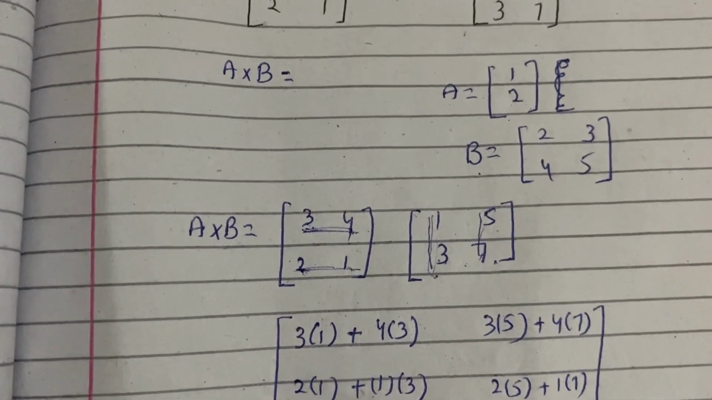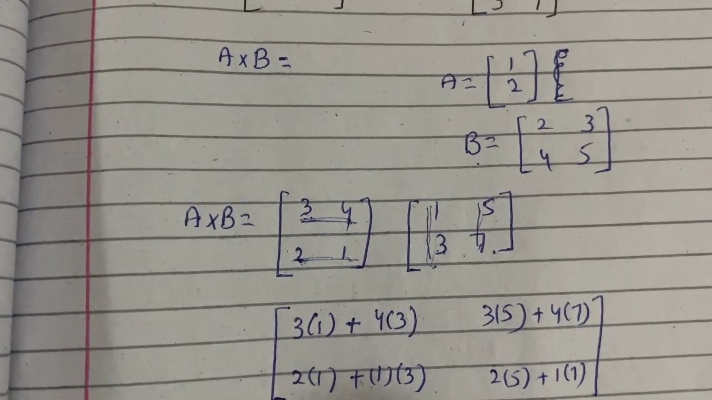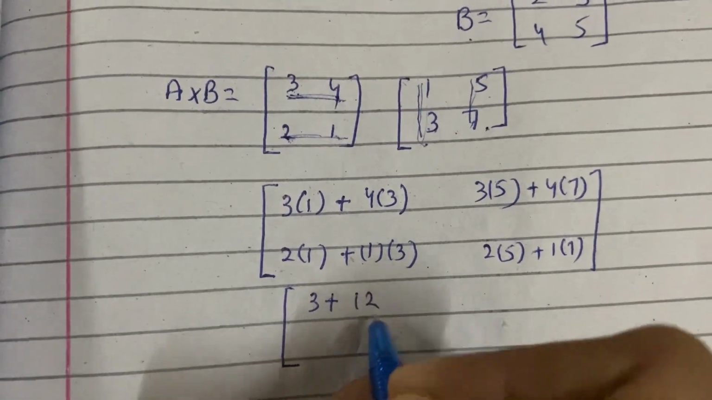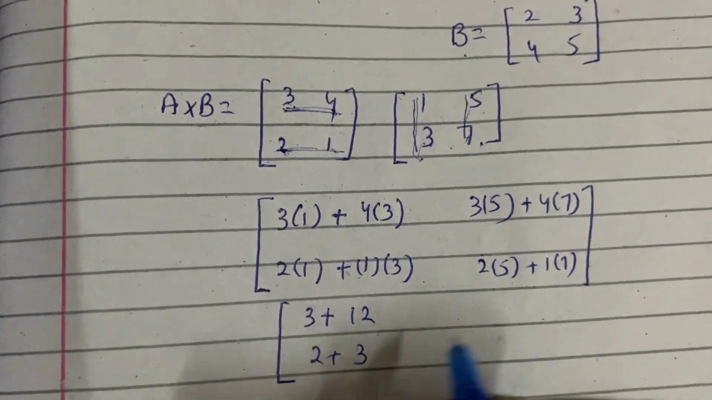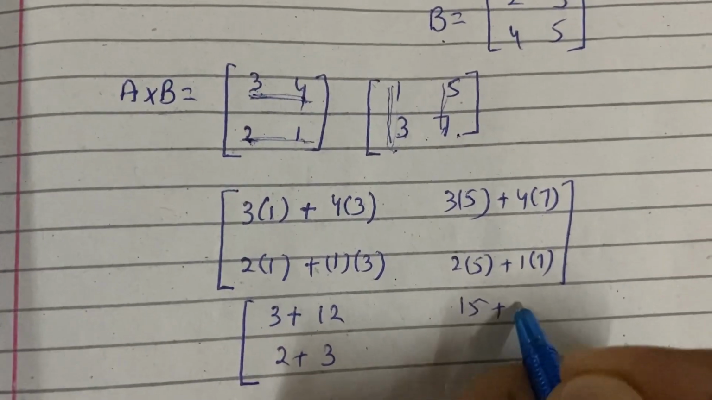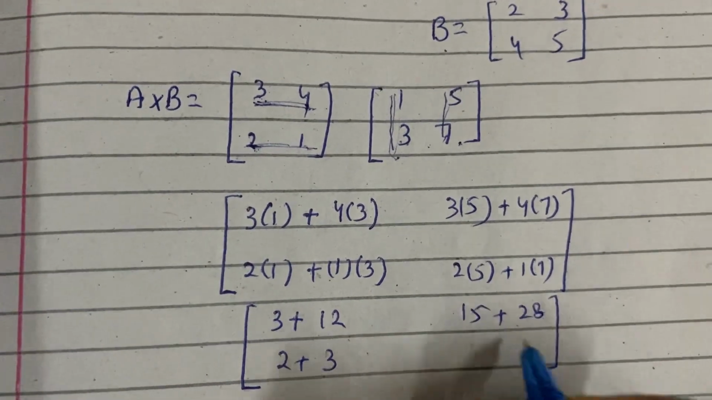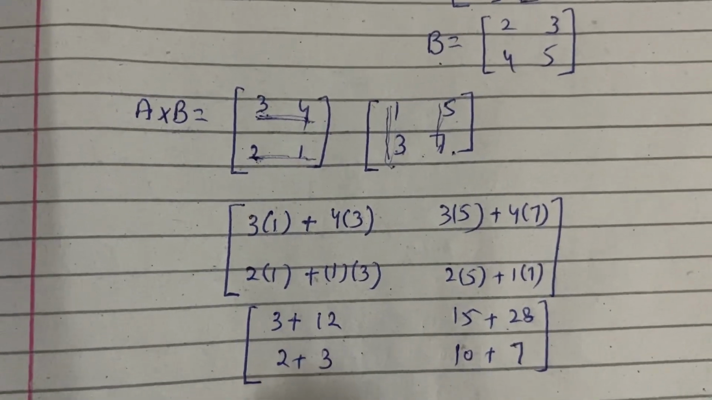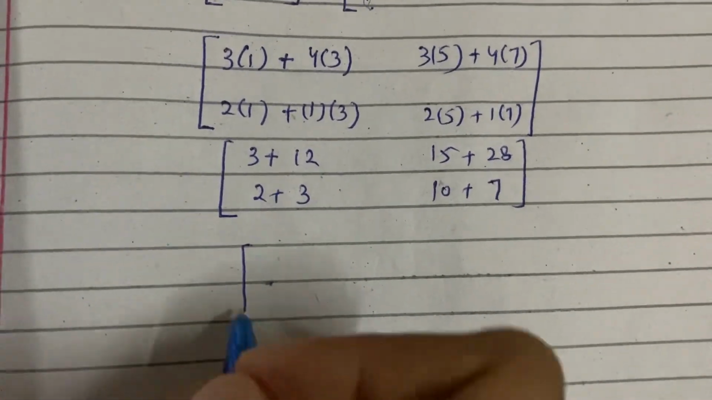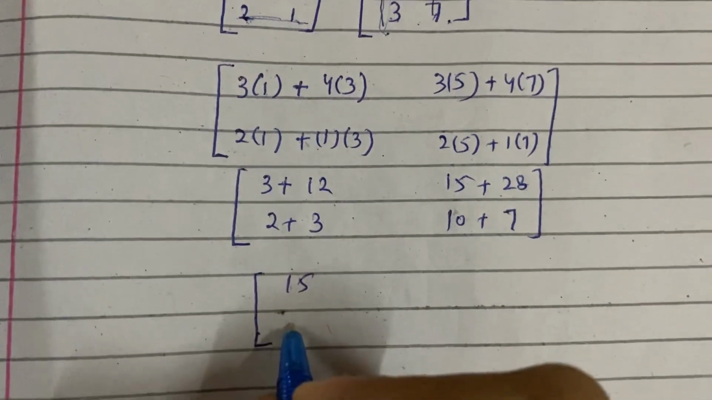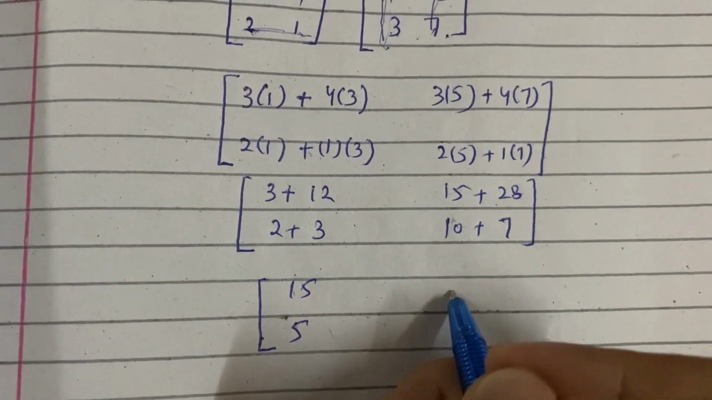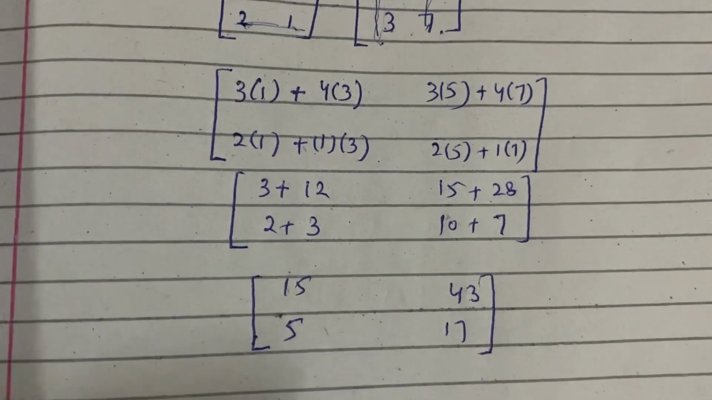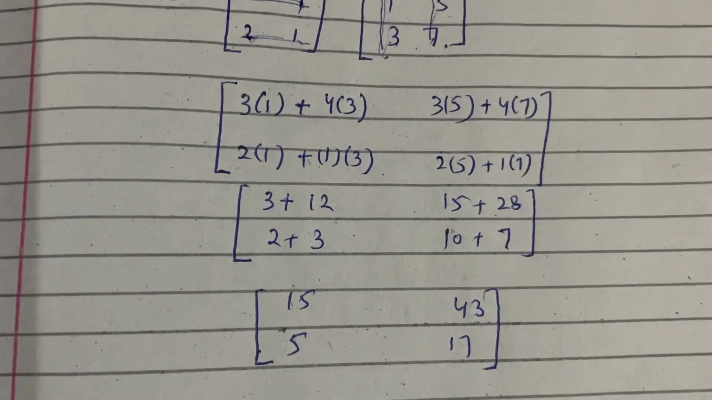So the result will be 3 into 1 is 3, plus 4 into 3 is 12; 2 into 1 is 2, plus 1 into 3 is 3; 3 into 5 is 15, plus 4 into 7 is 28; and 2 into 5 is 10, plus 1 into 7 is 7. So the result will be 15, this sum is 5, this is 43, and this is 17. So this is the way to multiply 2 by 2 matrices.